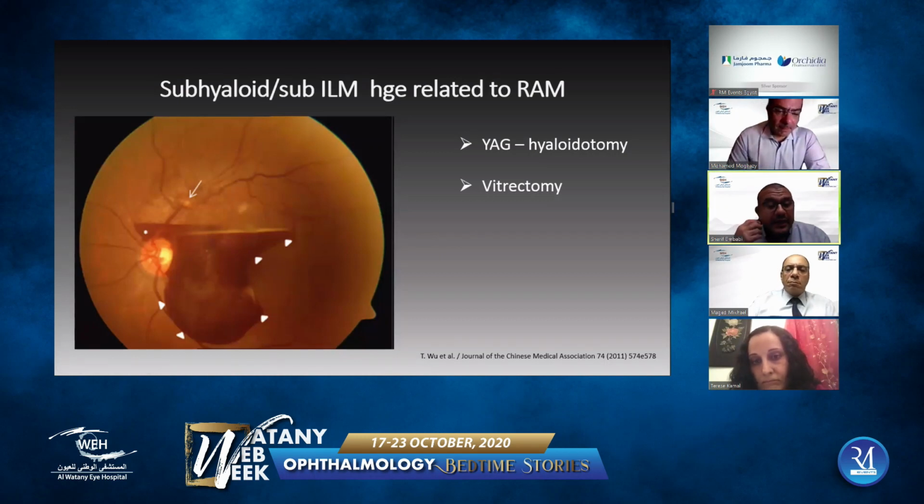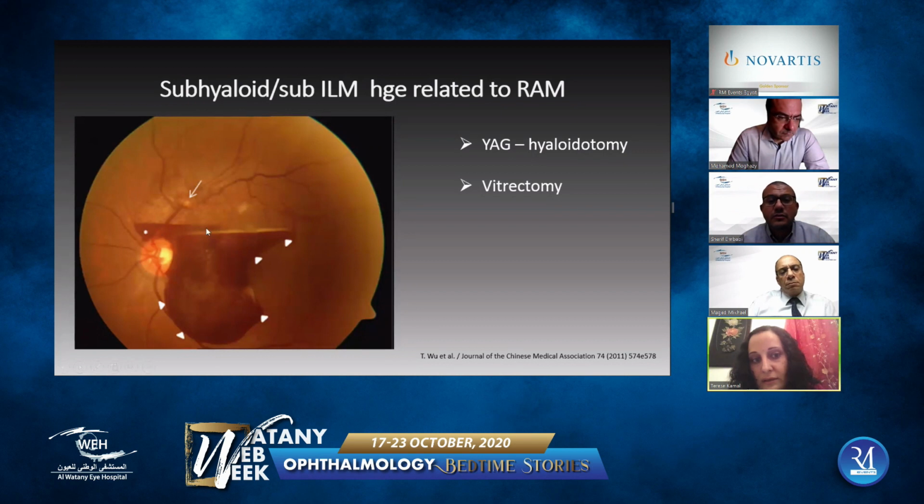Well, this is a good candidate for YAG hyalodotomy, because you have a thick hemorrhage, mainly covering the center of the macula, ignoring the fovea, with a fluid level, and it is sagging down to the inferior macula. And usually this is a sub-ILM rather than sub-hyaloid, by the way. He has two levels of sub-ILM. But I would consider doing a YAG hyalodotomy.